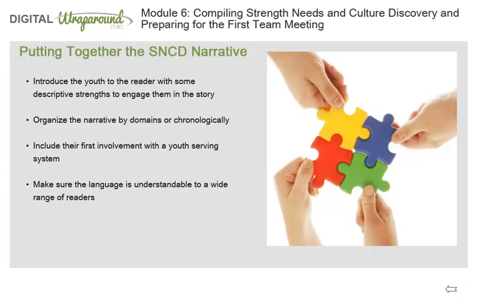In pulling the SNCD narrative together, it is often helpful to introduce the youth to the reader with some descriptive strengths to engage them in the story. Then the narrative can be organized by domains, such as family, school, work, financial, spiritual, legal, health, social, cultural identity, etc., to provide a holistic view of the family. As an alternative, the story can be told more chronologically, covering the different domains as they unfold over time. The narrative should include their first involvement with a youth-serving system, such as health, child welfare, juvenile justice, developmental disabilities, behavioral health, and special education, as this first experience often colors their other experiences of dealing with other systems.